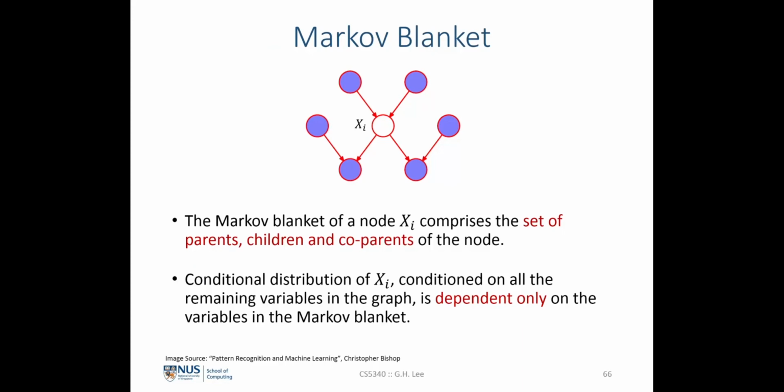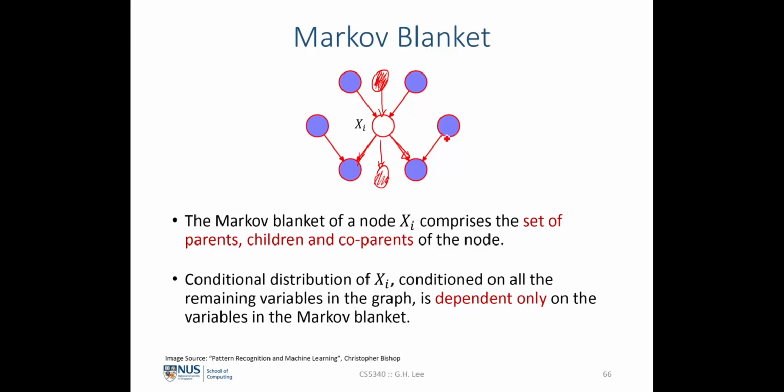The final concept that we want to look at is the concept of the Markov Blanket. Formally, the Markov Blanket is defined as the set of parents, children, and co-parents of a node denoted by xi in this figure. So given this particular node xi, all the parents are part of the Markov Blanket, and all the children of this node are also in the Markov Blanket.